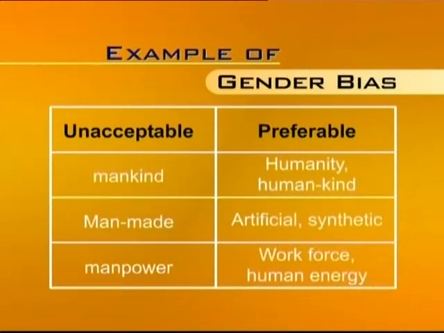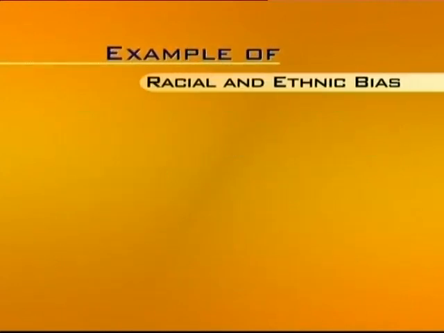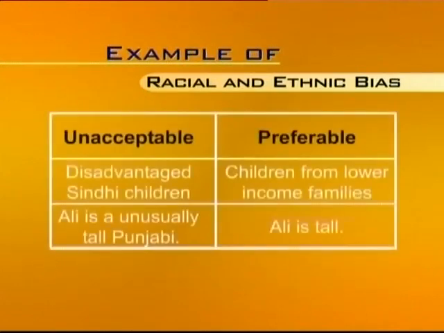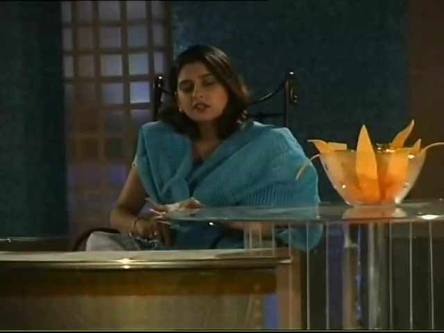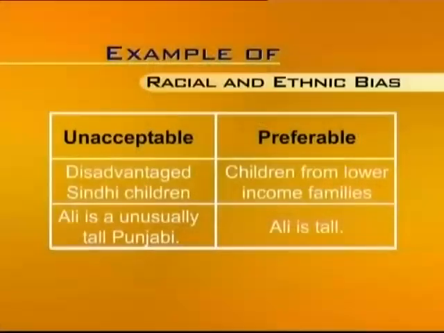For example, if you're talking about children from Sindh who come from disadvantaged backgrounds, it might be better to delete the word Sindhi from your sentence because that would imply that all children from Sindh are disadvantaged. It might be better to say children from lower income families. But this way you are not targeting any particular race, but you're talking about an income group.